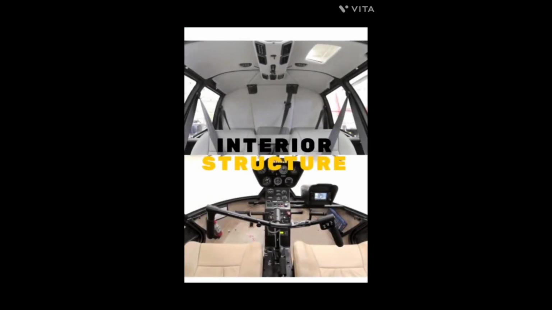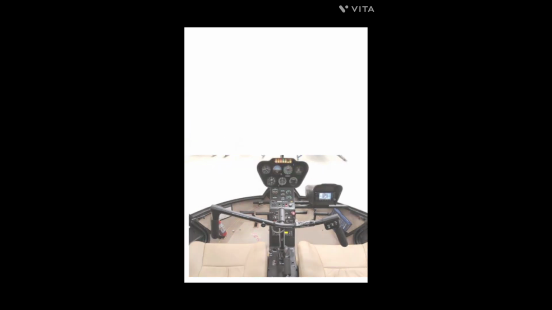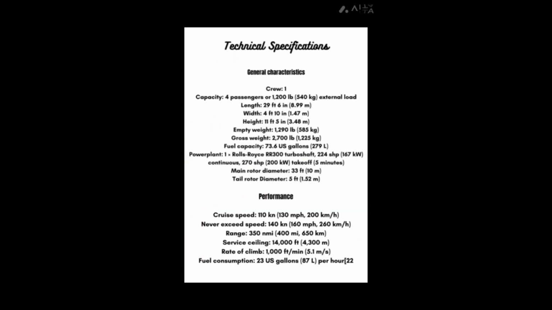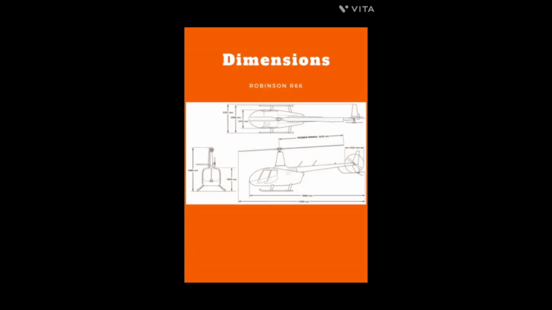Here is the internal structure of the R66. It has 5 seats and a separate cargo compartment. Here are the technical specifications of the helicopter. It says about the general characteristics and its performance. These are the dimensions of the Robinson R66. We can see it from different angles. It shows the left, top and front view.